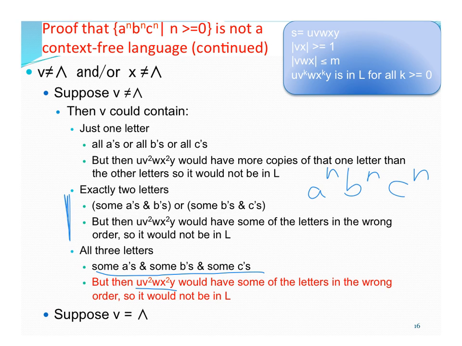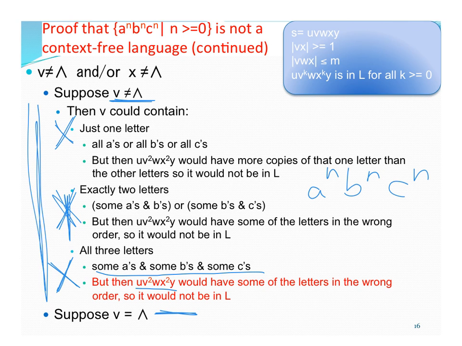So what have we shown? We've shown that V can't contain just one letter, right? If we assume that V isn't empty, it cannot contain one letter, cannot contain exactly 2 letters, it can't contain all 3 symbols, right? So that's the only possibilities, if V isn't lambda. So that's okay, though. We still haven't tried everything, right? We've said suppose V isn't lambda. Well, it doesn't work if V isn't lambda, so maybe we just have to assume that V is lambda.